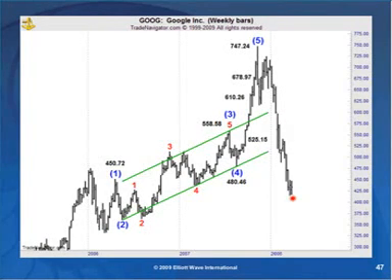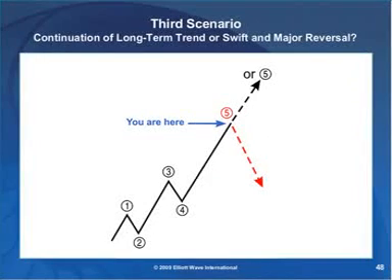And remember, individual stocks don't have to necessarily follow your forecast on the indexes, right? Individual stocks do have their own wave counts. Let's go to the next example, third scenario.